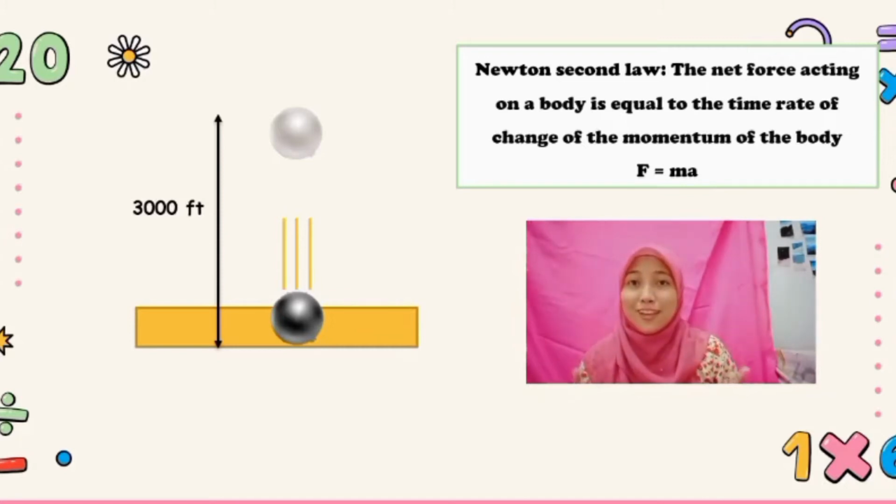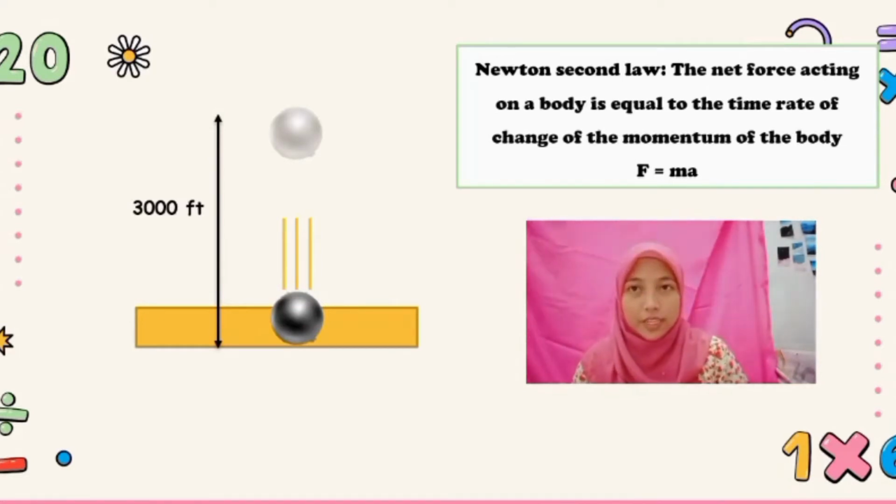What is Newton's second law? Newton's second law is that the net force acting on a body is equal to the time rate of change of the momentum of the body, which is the equation F equals mass times acceleration.